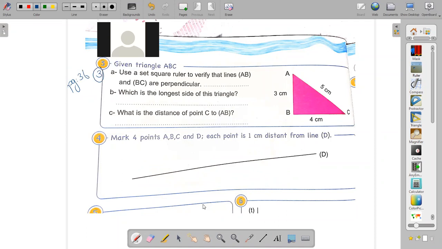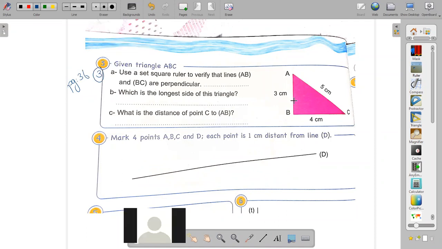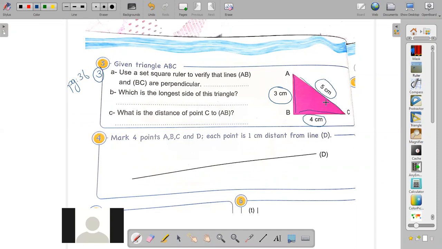Yes. Given a triangle ABC, look at this figure. I gave you a triangle ABC. This ABC, how many sides do we have here? Three sides. Three sides means the straight lines. This is the first one, the second one, and the third one. I gave you the length of each side. The length of this side is 3 centimeters. The second one is 4 centimeters. The third one is 5 centimeters. So the length of this side is 5, here it's 4, and here it's 3.